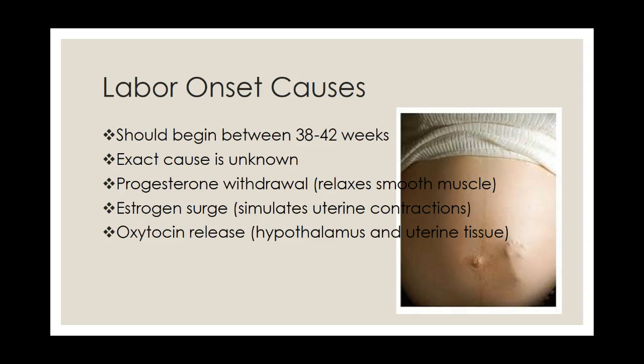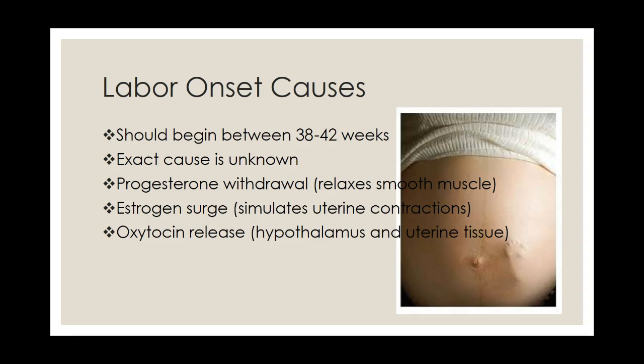Labor onset and causes. So what things cause moms to go into labor? We hope that labor begins somewhere between 38 and 42 weeks, because at that point a mom is considered to be term in gestation. The exact cause of labor onset is unknown, but we have a pretty good idea of some of the things that push labor to begin. Progesterone withdrawal is one of them. Progesterone relaxes smooth muscles, and we know that the uterus is a smooth muscle. So as progesterone withdraws and estrogen begins to surge, that stimulates uterine contractions.